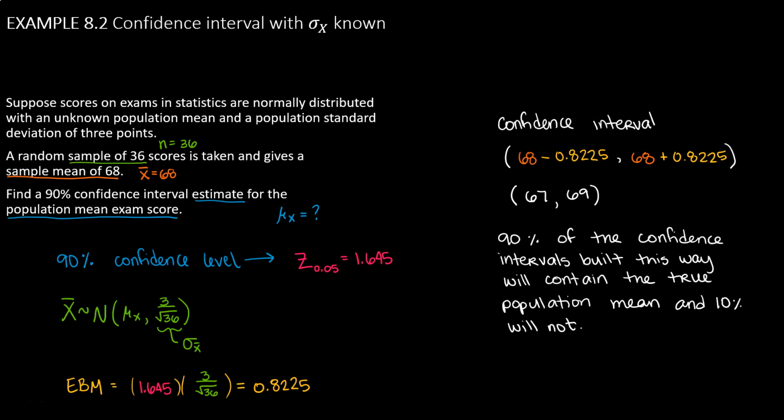And we interpret this as 90% of the confidence intervals built in this same way will contain the true population mean. 10% of the intervals that we build this way will not contain the true population mean.